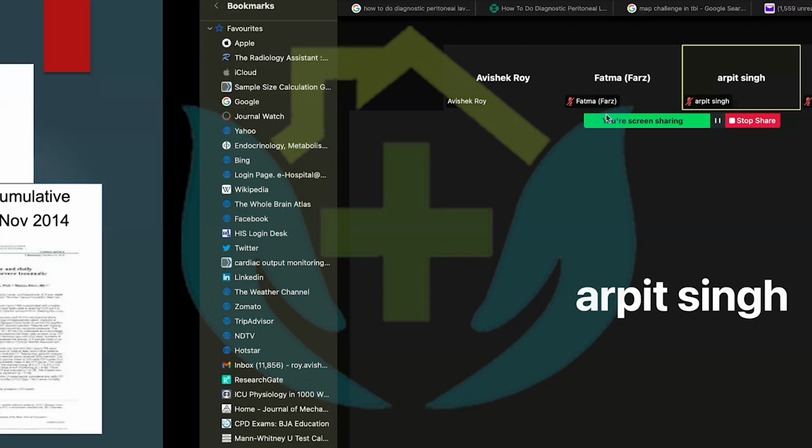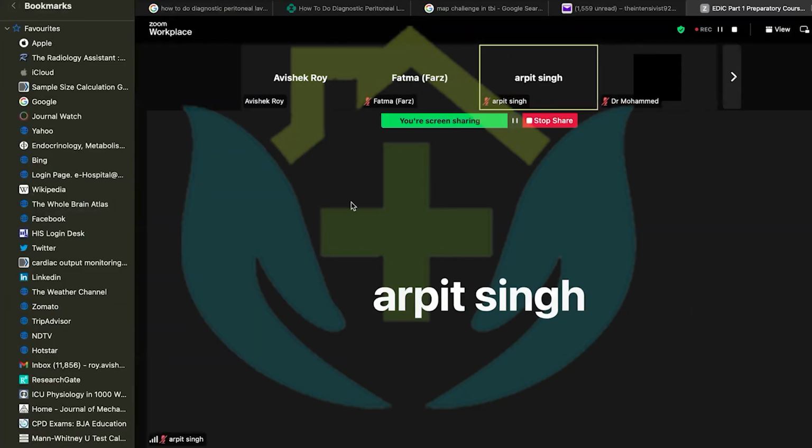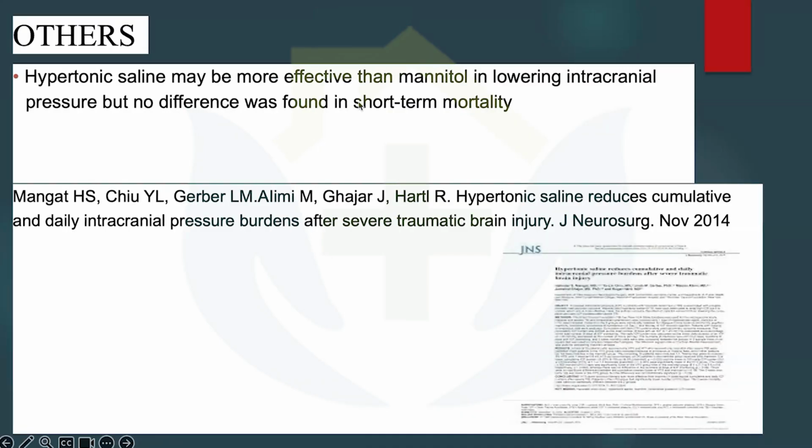How will you give 3% saline in these patients? There is a big confusion apparently, and many people don't know it. If you are giving 3% saline for hyponatremia, you have to give it as an infusion over 10 to 12 hours, 3% saline, 8 to 10 ml per hour. That's the dose. But if you are giving it for ICP elevation, always go for boluses. And boluses are given over 10 to 15 minutes, not 1 hour, 2 hours.